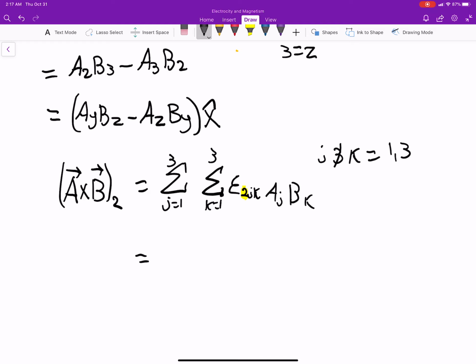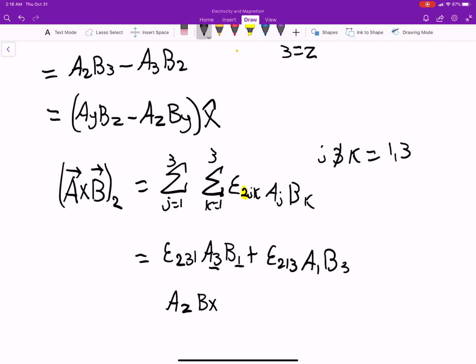So even though I have the summation there, I'm going to go ahead and do the canceling basically in my head, which is kind of nice. So the I is going to be a 2. Let's see, it could be 3, 1, right? And that'll be A3, B1 plus, what do we have? We could do epsilon 2, 1, 3. And what's that? A1, B3. Which is AZ, BX, Z and X. This one is 2, 3, 1, so that goes in order. That's 2, 1, 3, that goes backwards. That's -1.